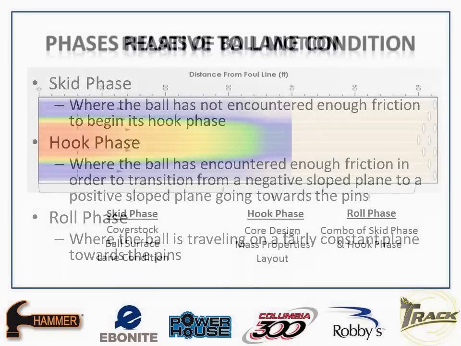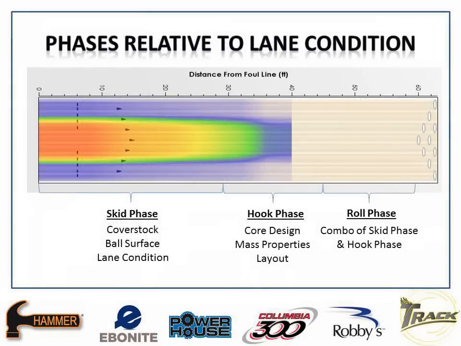Looking at these 3 phases deeper, the skid phase happens in the oil pattern itself, and that is dictated by the cover stock of the bowling ball, that surface of the bowling ball, and the lane condition you're bowling on. The hook phase happens just before the end of the pattern and ends just after the oil pattern, and that is determined by the core design, the mass properties of that core of the bowling ball, and the layout that's applied to the bowling ball by the Pro Shop operator. Then finally, that's the roll phase. That's the combination of the skid phase and hook phase.